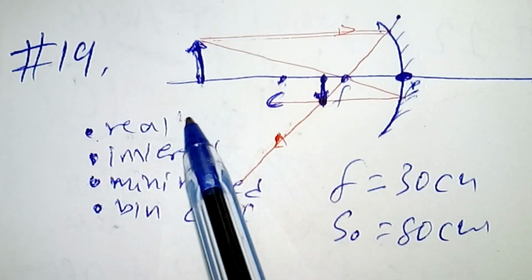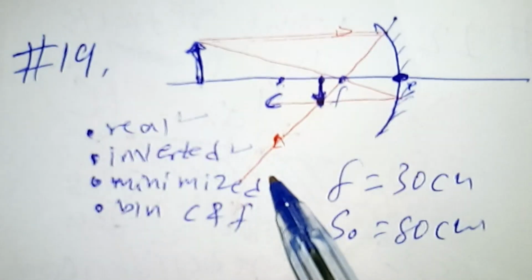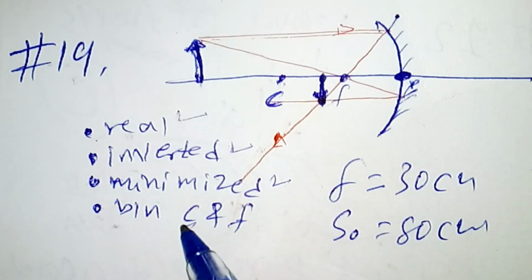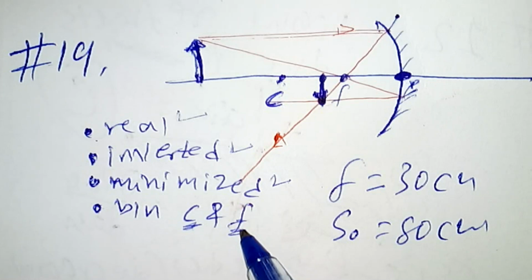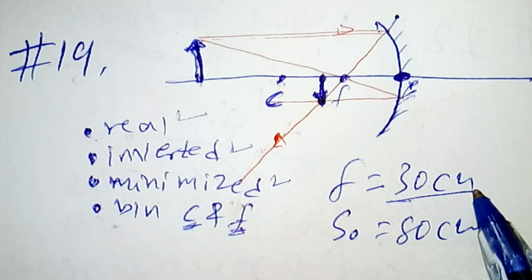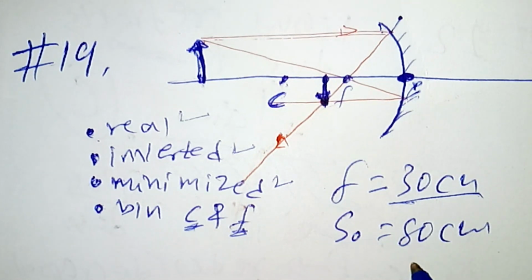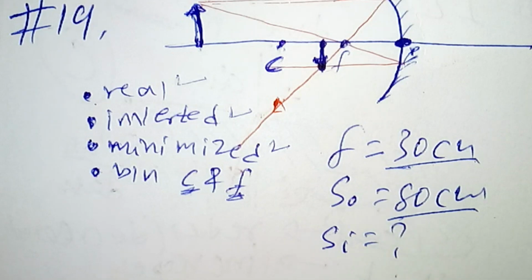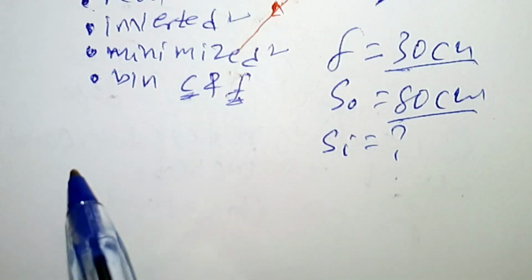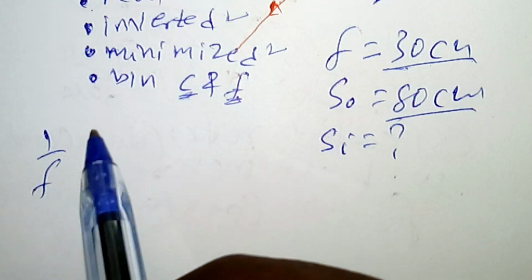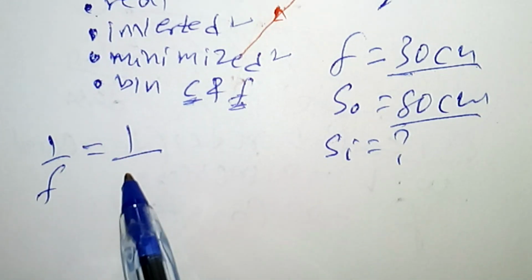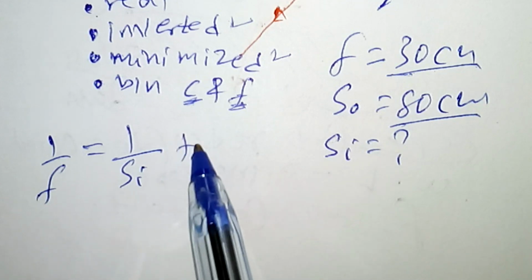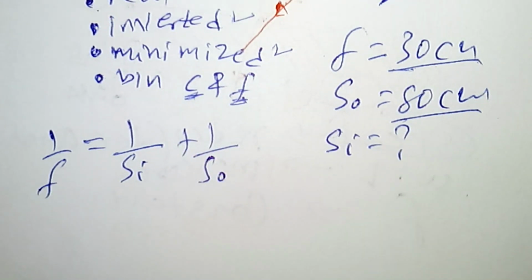So this image is always real, inverted, minimized, and formed between the center of curvature and the focal point of that mirror. So if the focal length of the mirror is 30 cm and the object distance is 80 cm, we can find the image distance by using the mirror equation. The mirror equation says that 1 over the focal length of the mirror equals 1 over the image distance plus 1 over the object distance from the mirror.